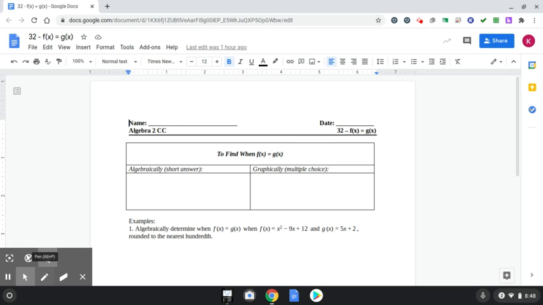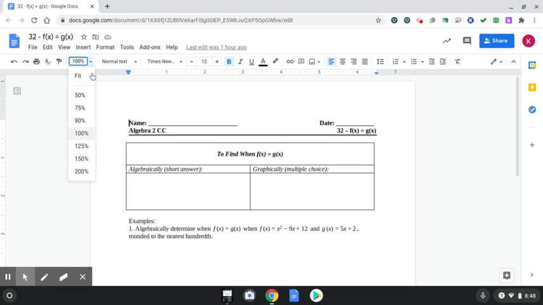All right, so today we're going to learn how to find when f of x equals g of x. It's kind of like the systems that we've been talking about. That's why we're going to do this following that lesson. So let me just zoom in on this so we can see it a little bit better.